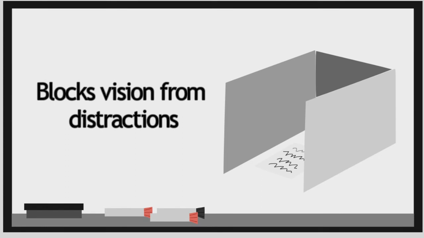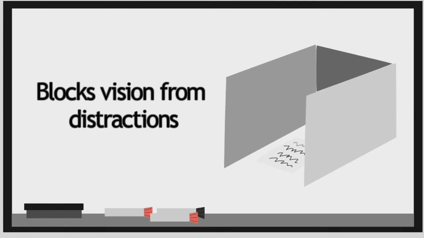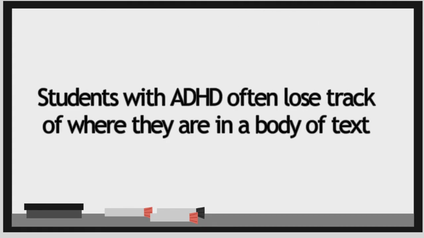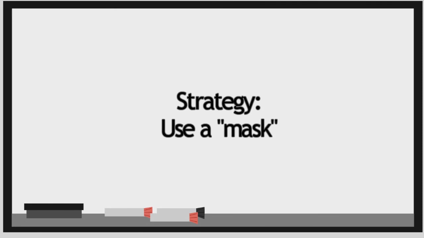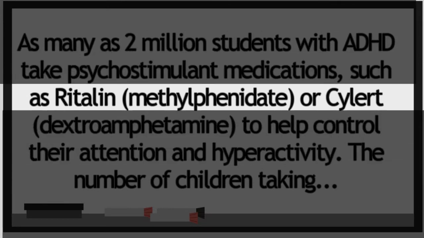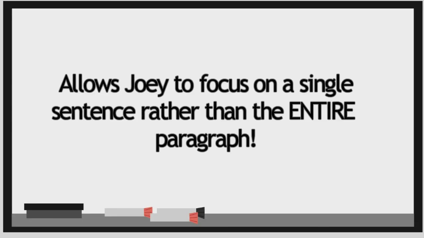Although there is now significantly less distractions, Joey may still have trouble focusing on where he is in the text. Students with ADHD often lose track of their place, and this is problematic because it prevents them from reading fluently. A possible solution is to use a mask which limits the words that a student can read at any given time. It helps the students to focus on an individual sentence rather than the entire paragraph. This technique is rooted in allowing the student to focus on a single task at one time, rather than a multitude of tasks that are very distracting.